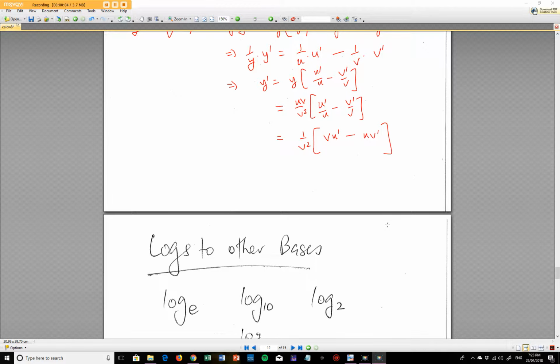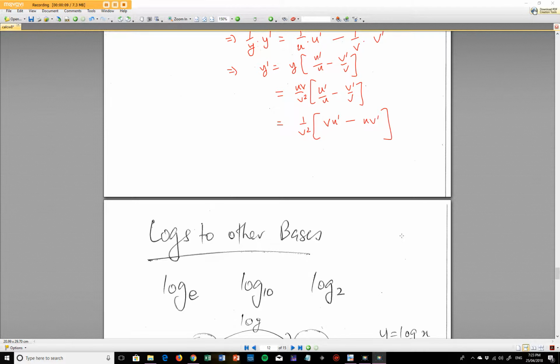Now some little bitty sort of topics. Logs to other bases. Now everyone knows there are logs base e and logs base 10 and logs base 2. They are actually all closely related. In fact, they all just differ by a constant.